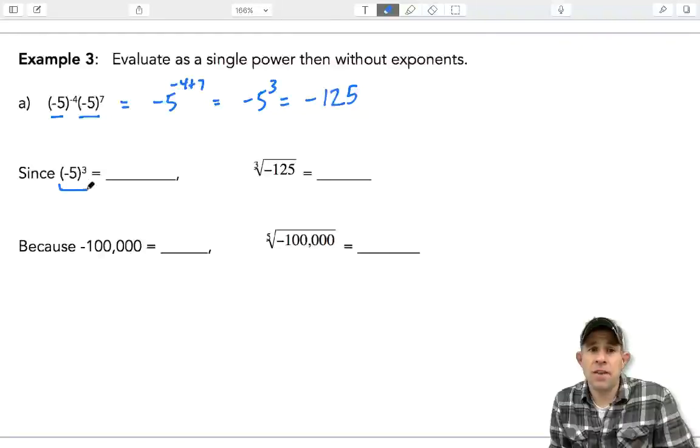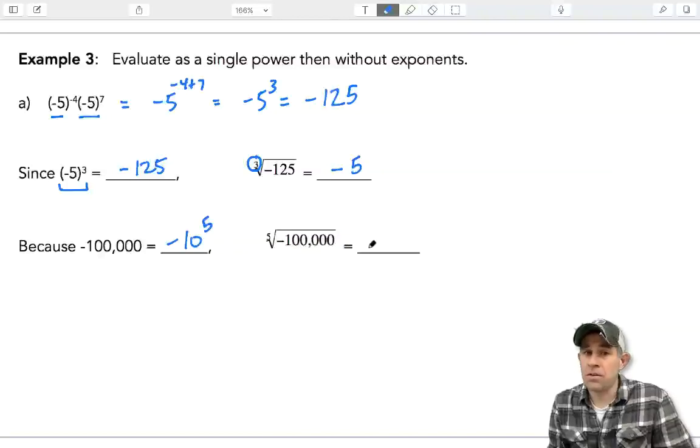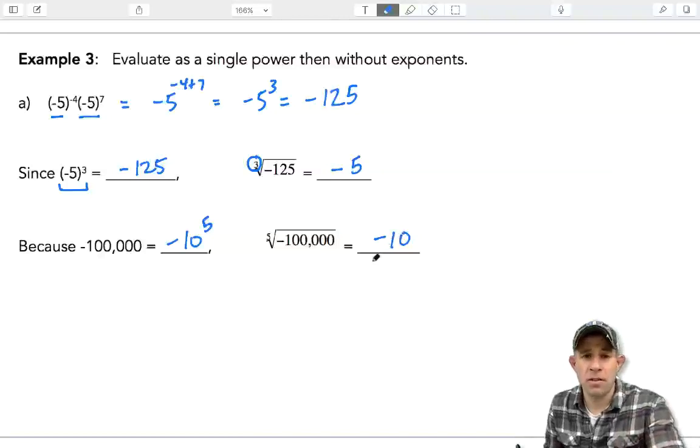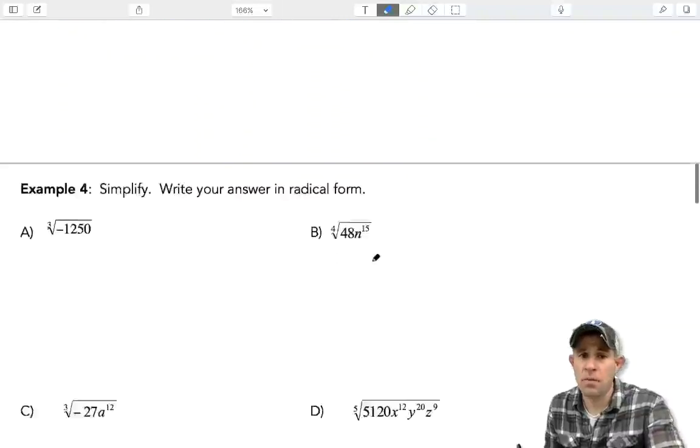Now, since negative 5 to the positive 3 is negative 125, then we can take the inverse operation and go the other way. We'll say the cube root of negative 125 must be equal to negative 5. Also, because negative 100,000 is negative 10 to the fifth power, then we can say the fifth root of negative 100,000 is negative 10. All right, so that's just getting you familiarized a little bit with those inverse operations.